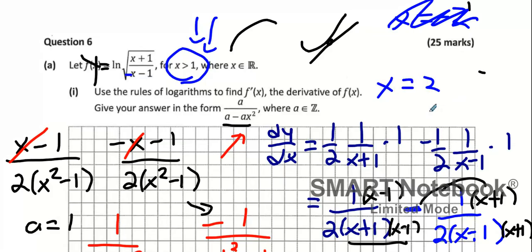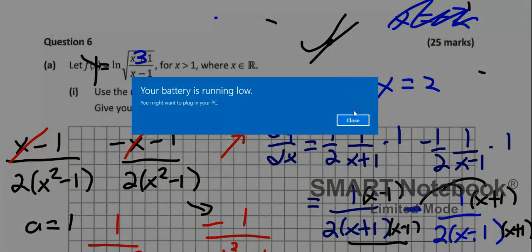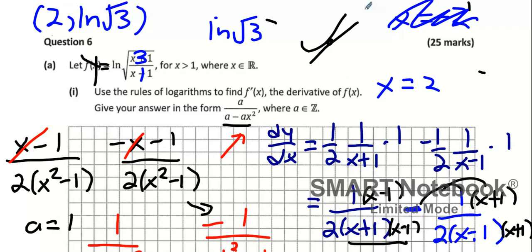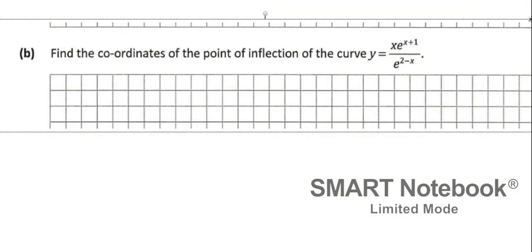x equals 2. And sub in x equals 2, and what do we get? ln of 3, because 2 plus 1 is 3, and 2 take away 1 is 1. So it's just ln root 3. So there's our point: 2 and ln root 3. Are we ready? You steady?